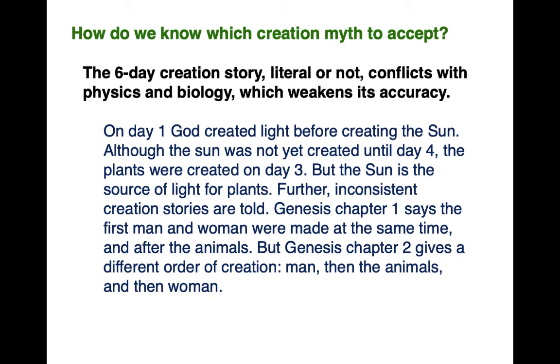Further, inconsistent creation stories are told. In Genesis chapter 1, there's one creation story, and in chapter 2, there's another. In chapter 1, it says the first man and woman were made at the same time and after the animals. But in Genesis chapter 2, there's a different order of creation. First you get man, then the animals, then woman.